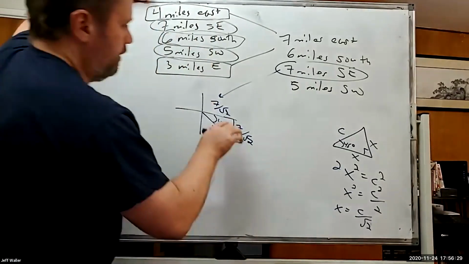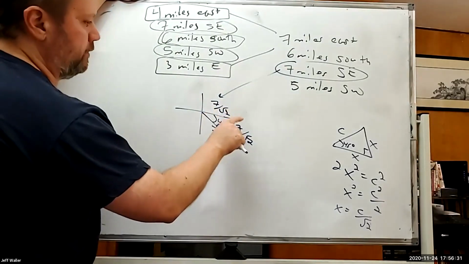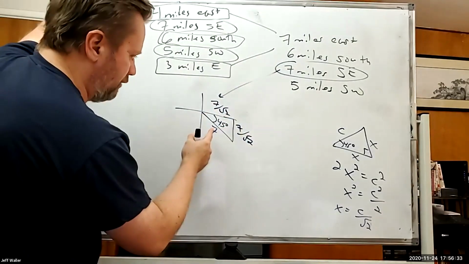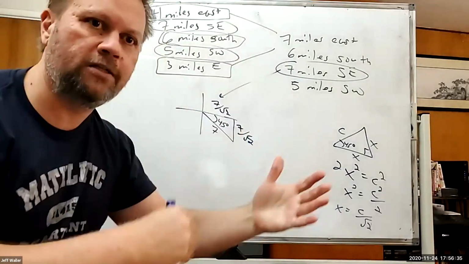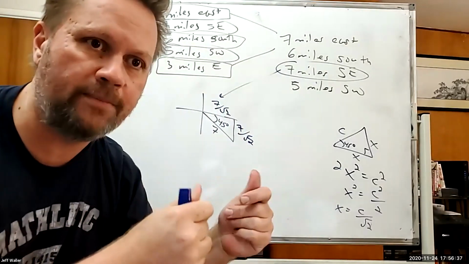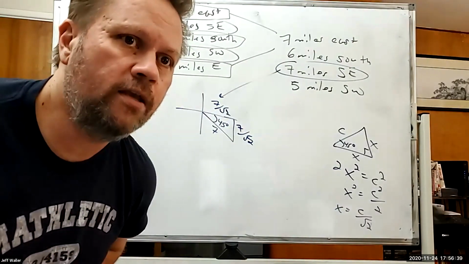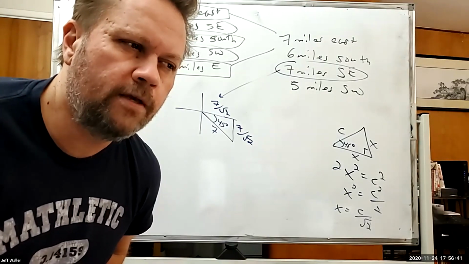Why does that work? Because this would be 49 halves plus 49 halves is 49, which is 7 squared. Bam, done, right? If I square both sides and add them, I get the hypotenuse. Yay! You guys with me out there?